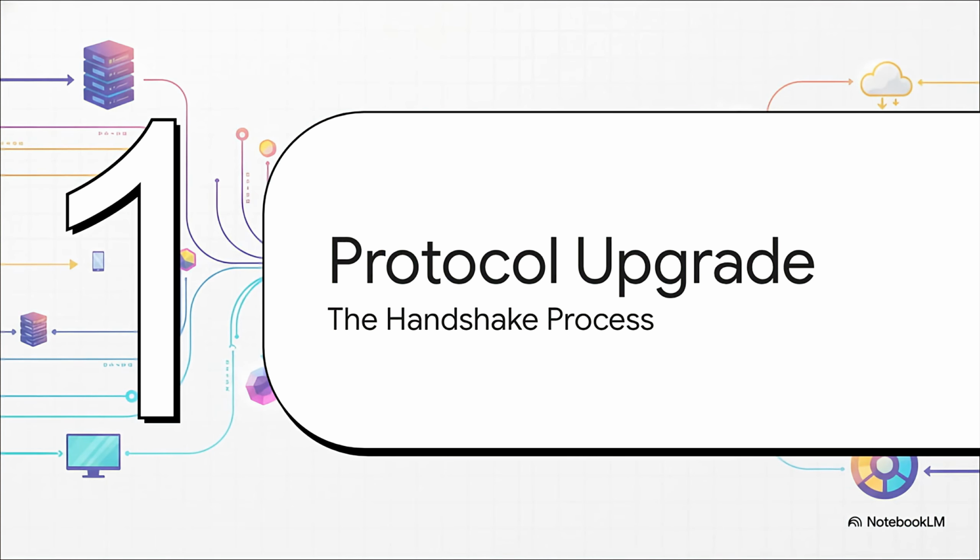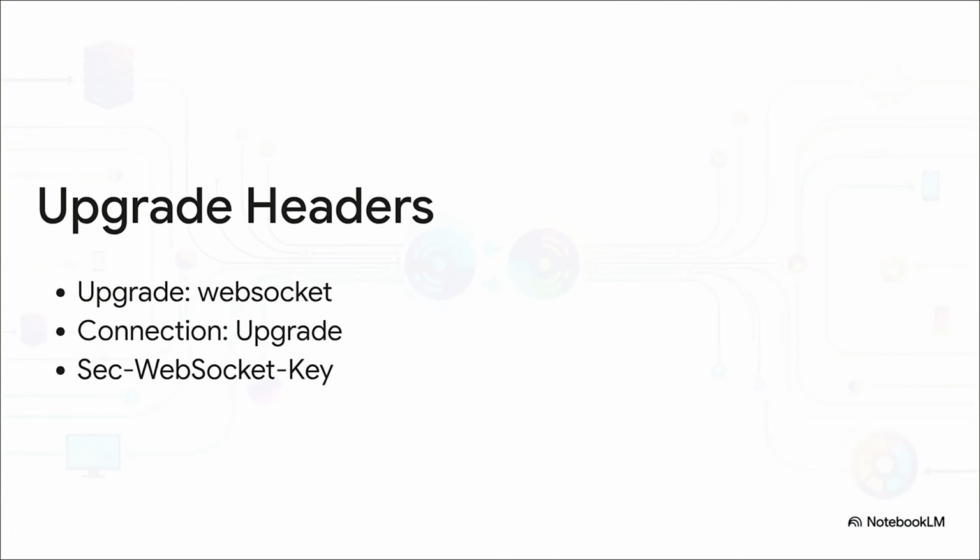Let's dive into Phase 1, the Protocol Upgrade Handshake. The whole process kicks off with what looks like a totally standard HTTP GET request, but it's carrying some very special mandatory headers. The client sends an Upgrade: websocket header paired up with a Connection: Upgrade header, basically saying, hey, let's switch gears. But the absolute most critical piece of this puzzle, that would be the Sec-WebSocket-Key.